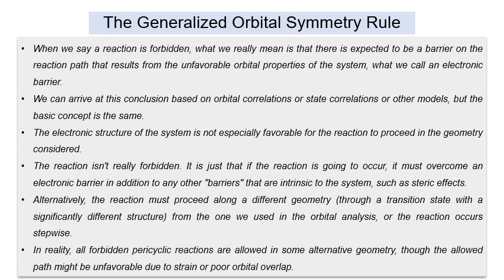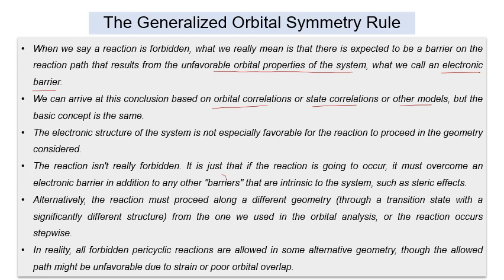Now there is a little bit of a catch here. When we say that a reaction is forbidden, what we really mean is that there is a very large barrier on the reaction path that results from unfavorable orbital properties of the system, which we call an electronic barrier. We can arrive at this conclusion based on orbital correlations or state correlations or some other models that we want to use, but essentially this basic concept remains the same.